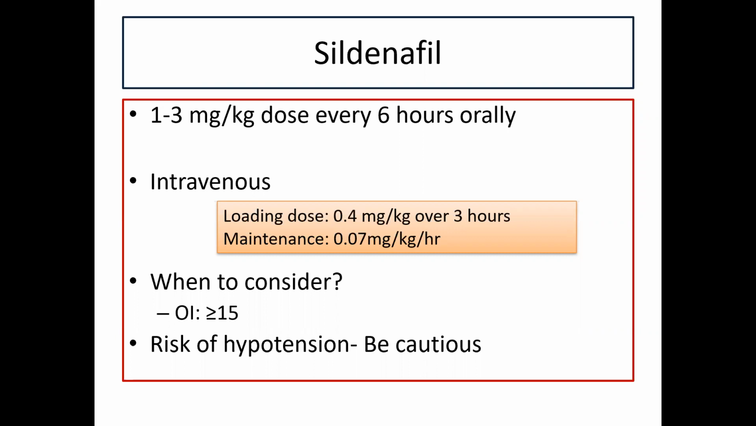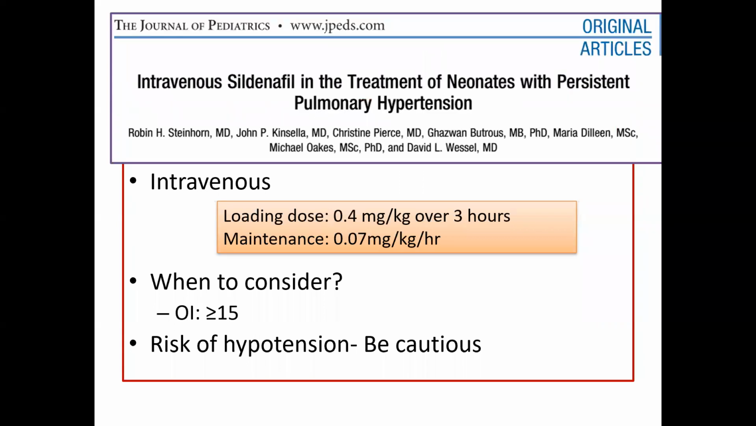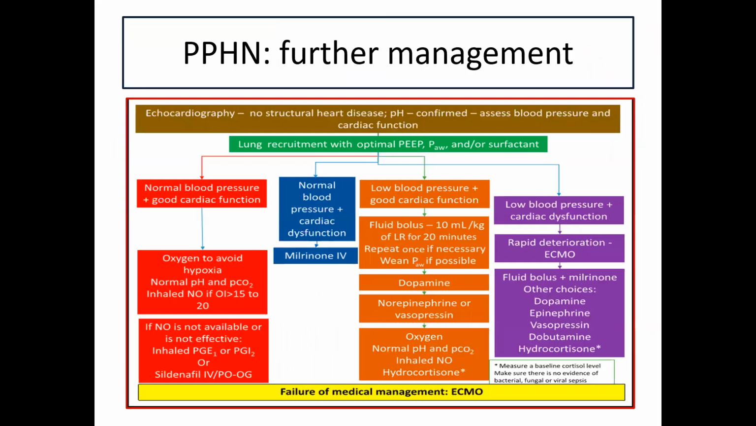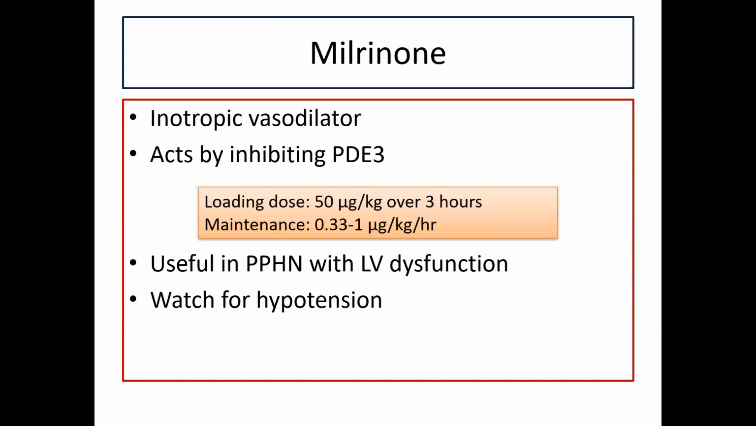Consider sildenafil if the oxygenation index is touching or crossing 15, particularly in setups where nitric oxide may not be available. Typically, when nitric oxide is available, it is a selective pulmonary vasodilator and it has plenty of advantages over sildenafil. And with sildenafil, one also has to deal with the problem of significant systemic hypotension. So one has to be very cautious with its use. I'll skip this slide because we've already done it.